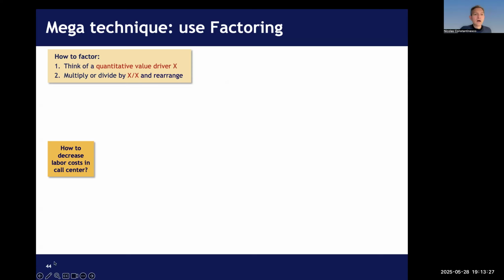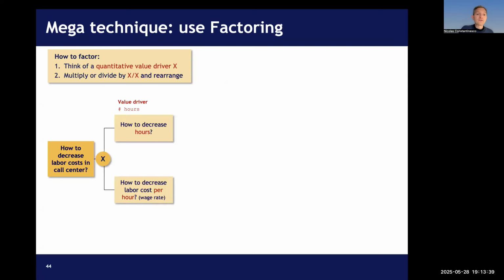So, number of hours. So what we have here, the labor cost is equal to the hours times the labor cost divided by hour. I think you can follow the math. Right? So it basically becomes how can we decrease hours and how can we decrease the labor cost per hour? Now, labor cost per hour is basically the wage rate, right?